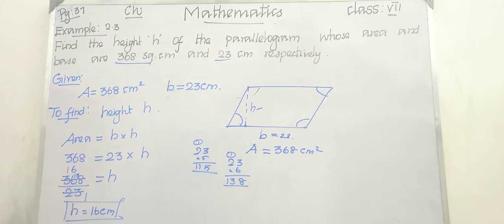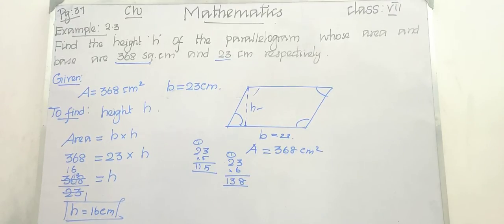You can copy this in your classwork notebook. Is it clear, children? So first of all, in this question we are going to find the height. What are all given? Area is given and also base is given. Area is 368 centimeter square and base is 23 centimeter. First of all, we write the given, and then what is to find? To find, we are going to find height h. So how will you find the height?